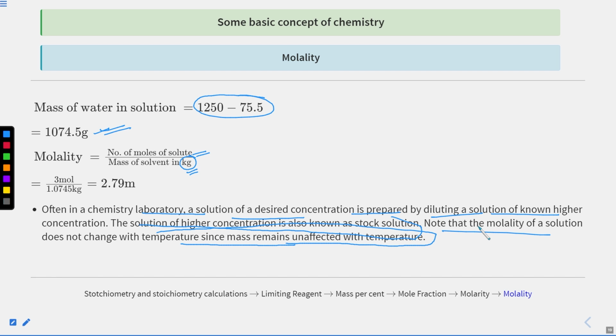A question can be asked from here: you're given a stock solution and you have to convert it into a given dilution, so how much volume would be required? This is a very good question to be asked. So remember this term: on the left we have a much higher concentration, which is called a stock solution, and we convert this stock solution into the required dilute solution.